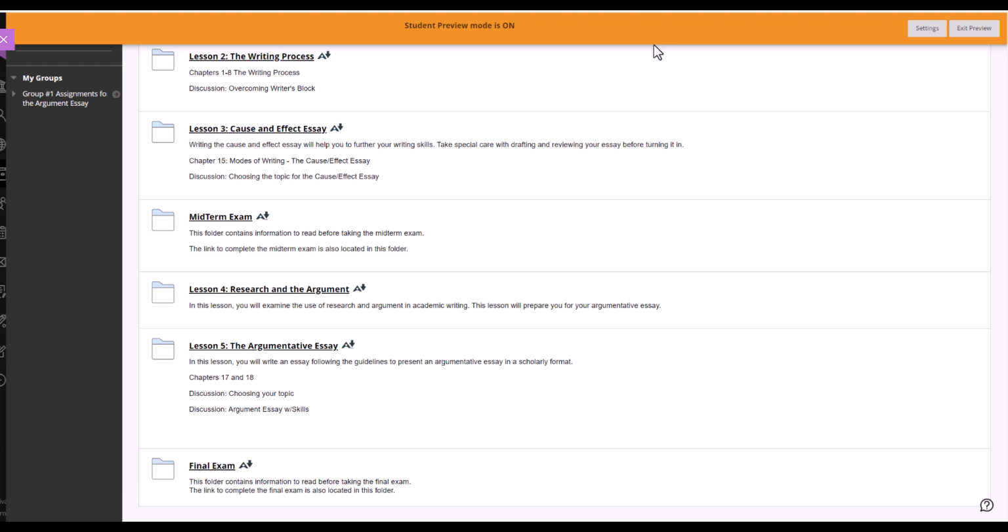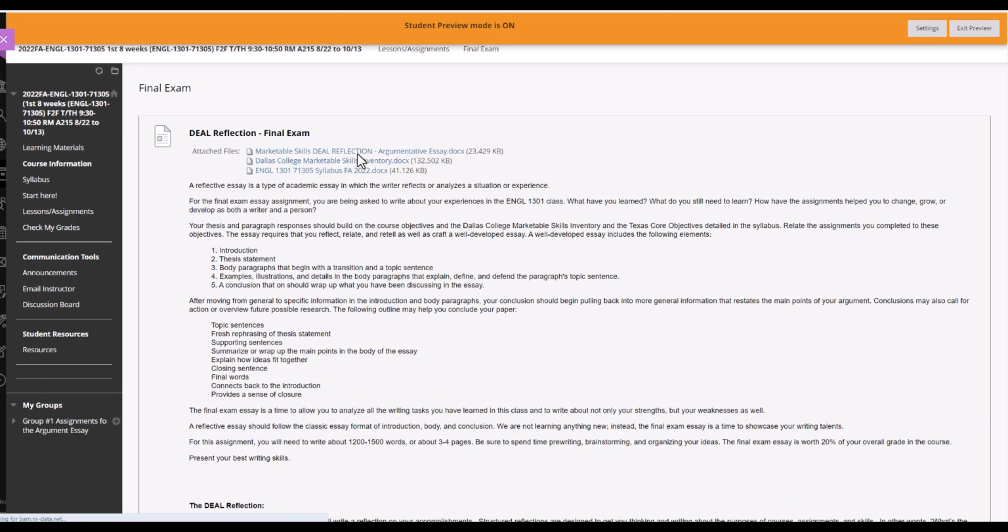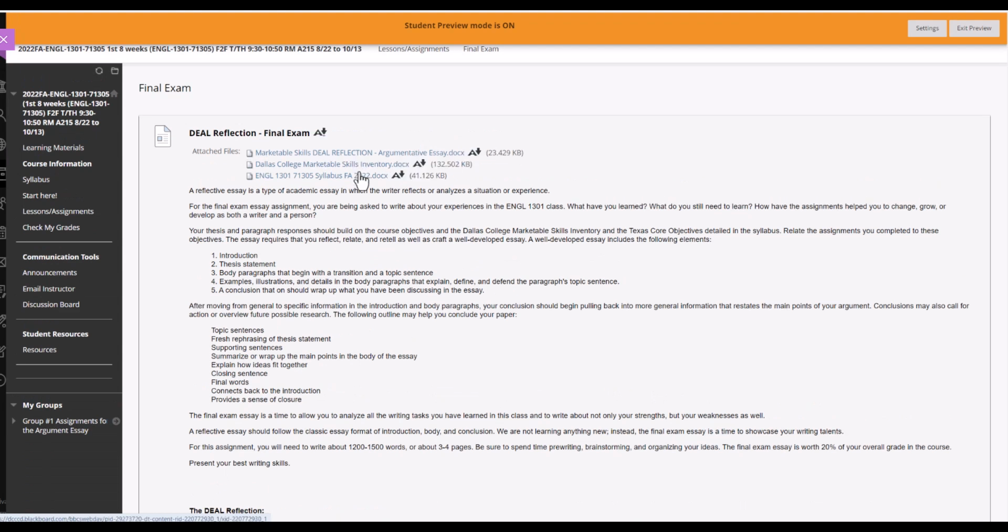The Deal Reflection. First, log into eCampus and obtain the following documents: the course syllabus, the Marketable Skills Deal Reflection, and the Dallas College Marketable Skills Inventory document. For English 1301 and English 1302, these documents are located under Lessons and Assignments, Final Exam. Here are the three documents that you need to download and use for writing your essay.